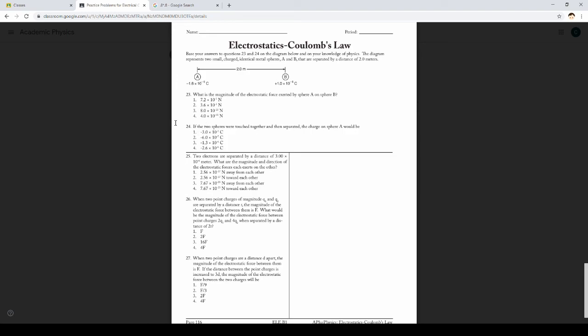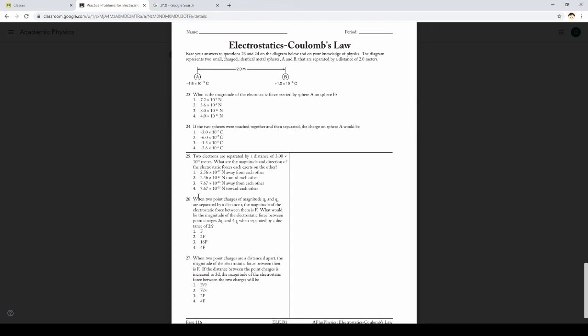Number 25. Two electrons are separated by a distance of 3 times 10 to the negative 6 meters. What is the magnitude and direction of the electrostatic force each exerts on the other? Because we have two electrons, the force is going to be away from each other. We're going to just plug in our calculator, k q1 q2 over r squared, and we get the answer of 2.56 times 10 to the negative 17th. Away from each other.